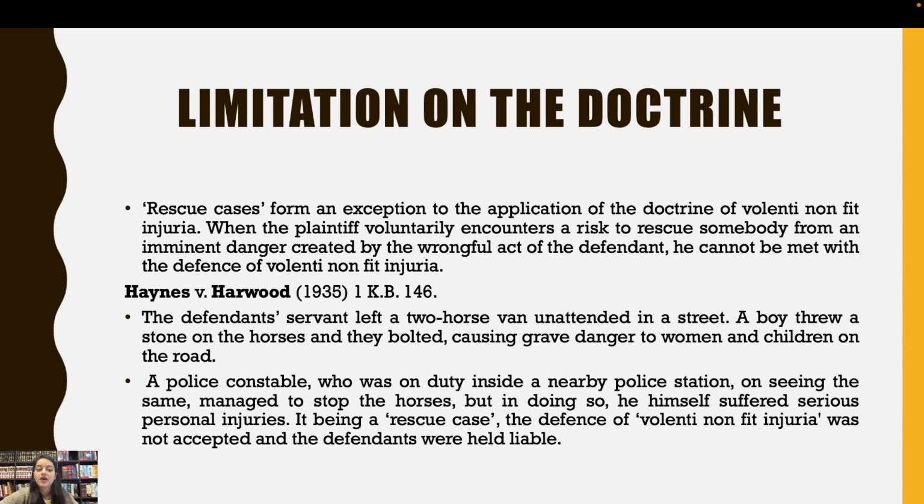Rescue cases. For example, in Haynes versus Hardwood, the defendant's servant left 2 horse vans unattended in a street. Okay, now whenever you leave horse vans or you leave animals or you accompany animals, you have to keep them attended because it might result in some wrong. A boy threw stones on the horse and they bolted. That is, they started acting in a rage. They started running here and there, causing grave danger to a woman and children on the road.